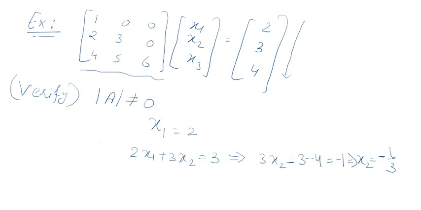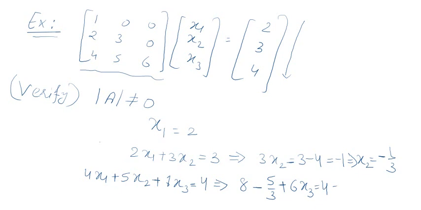Now similarly for the last equation, you have 4x1 plus 5x2 plus 6x3 equals 4. Now you use the values from above for x1 and x2. x1 is 2, so that is 8, plus 5 into minus 1 by 3, so minus 5 by 3, plus 6 times x3 equals 4. So 6 times x3 equals 4 minus 19 by 3, right? 8 into 3 is 24, 24 minus 5 is 19 by 3, so 4 minus 19 by 3 is minus 7 by 3.